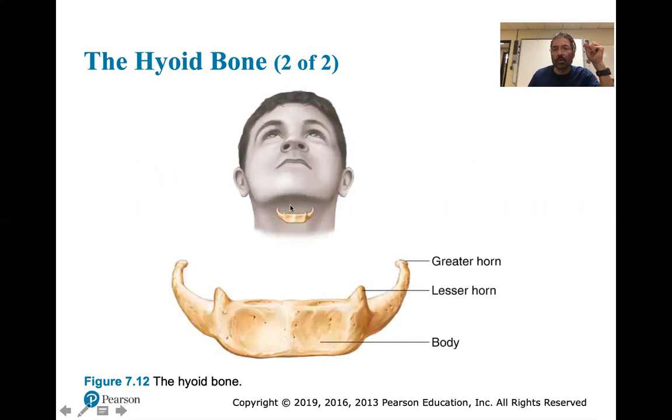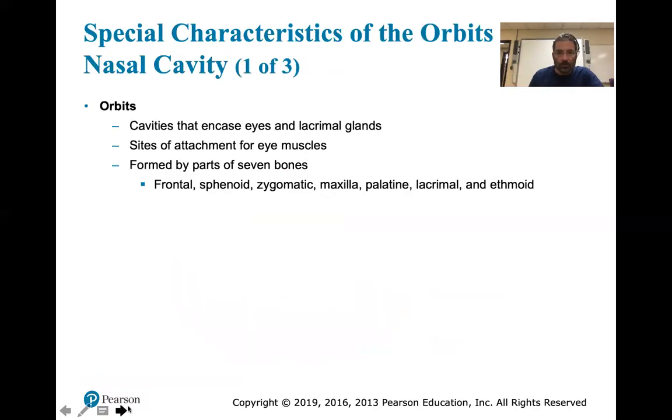All right, so if you look at where it is, lesser horn, greater horn. This is where the ligaments are attaching, so we have something stable. So when the tongue muscles contract, they have something to hold on to. So we have some shearing forces.